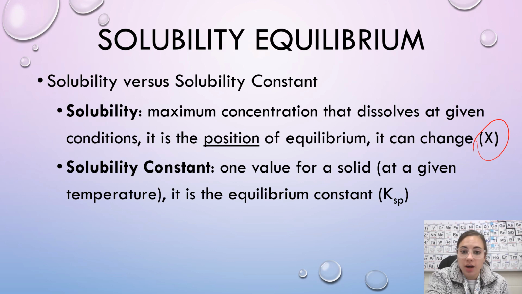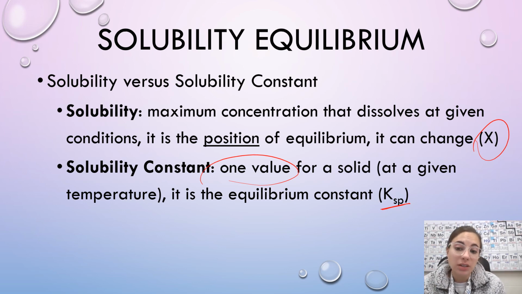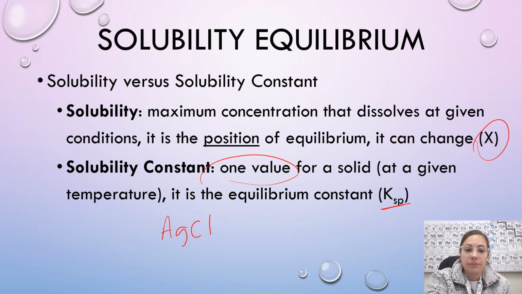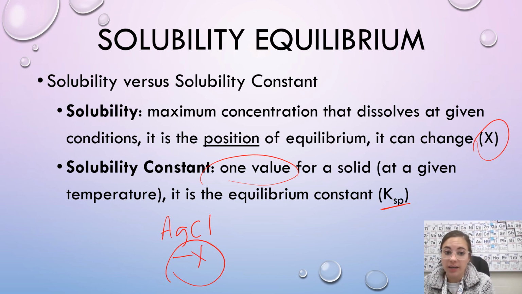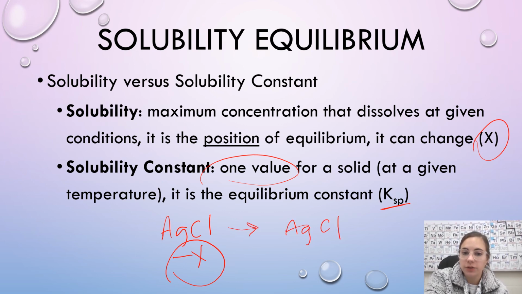So the solubility constant is K, so it does not change. It's one singular value, okay? So if you are given molar solubility or solubility, you're given X. If this is my solid, you are given how much dissolves, okay? So solubility is this X right here. I say minus X because for this one, these are both plus X because it's a 1-to-1 ratio.